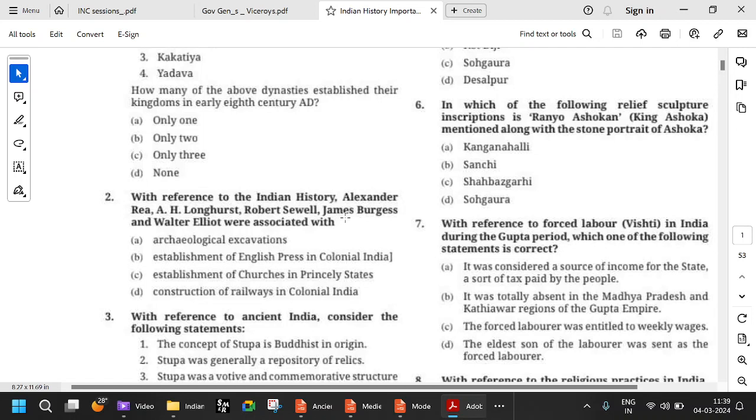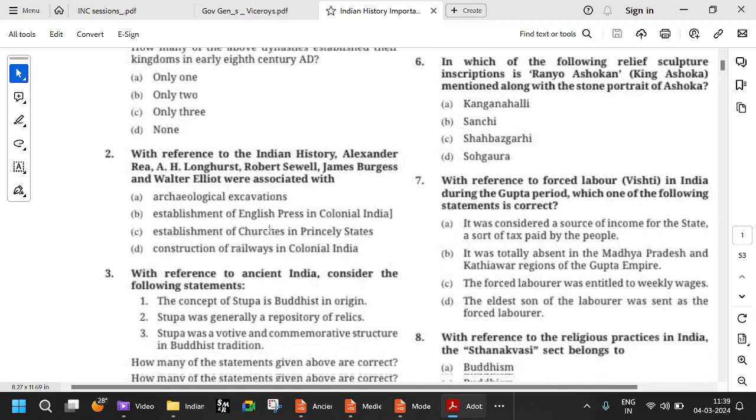So remember these names. They were associated with archaeological excavations, especially Buddhist excavations in regions around Andhra Pradesh, etc.